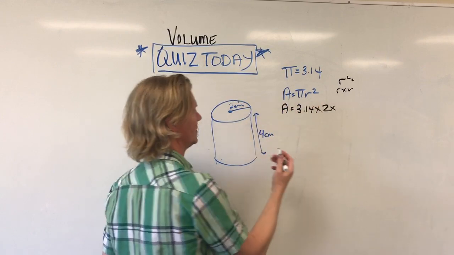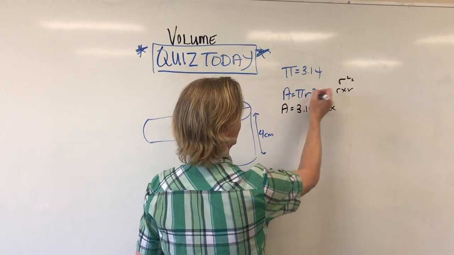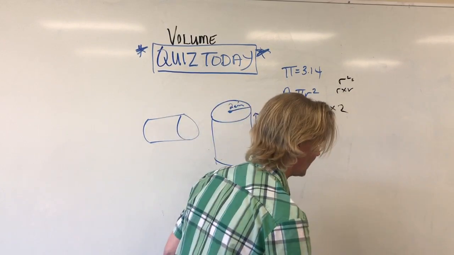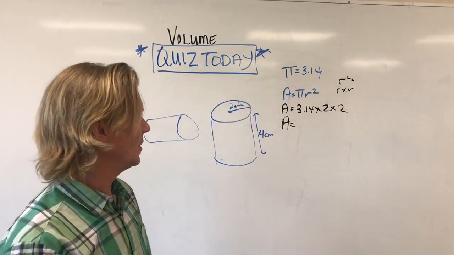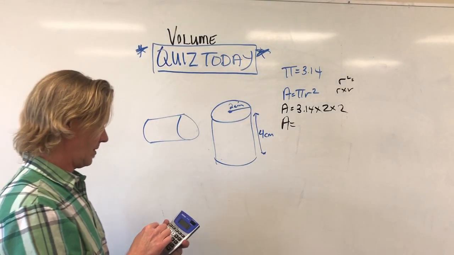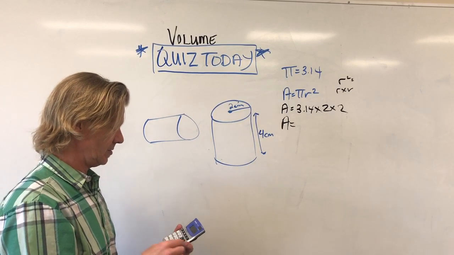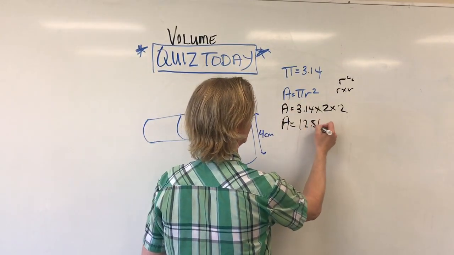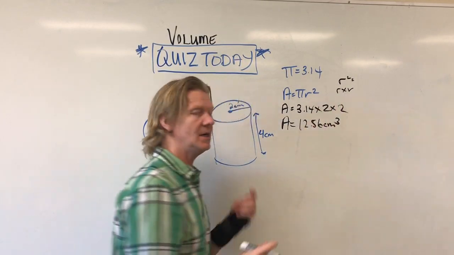I hope that's not off the screen there. So radius squared is 2 times 2. And then on my calculator, I don't have a calculator here, I think it's 12.56. Let me grab a calculator. 3.14 times 2 times 2 is 12.56. 12.56 centimeters squared. Those are the 3 different kinds.